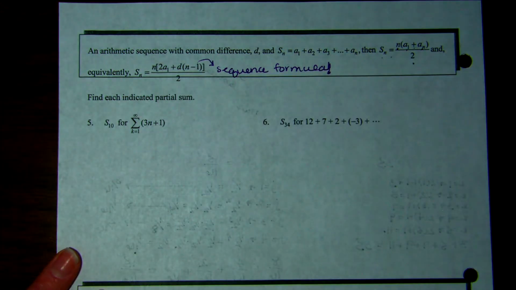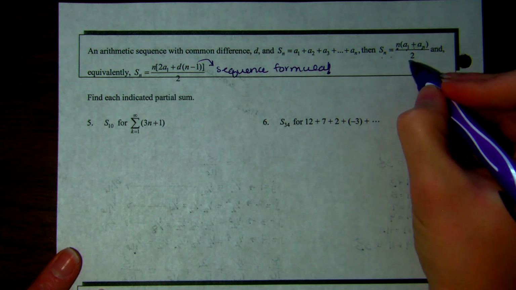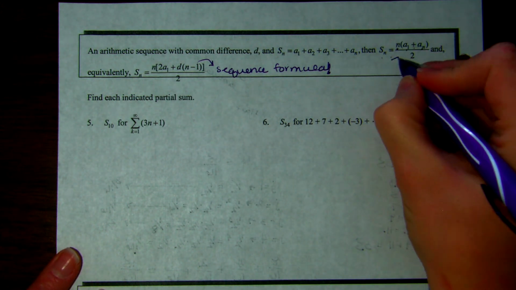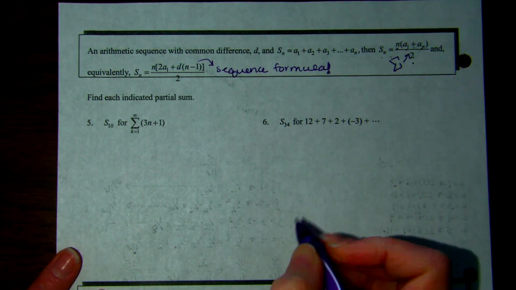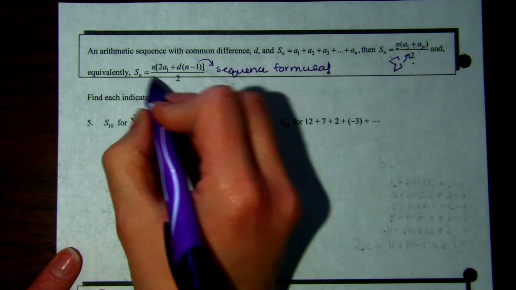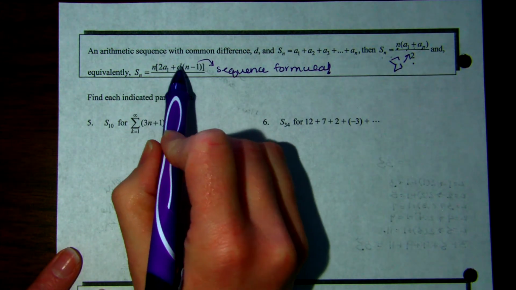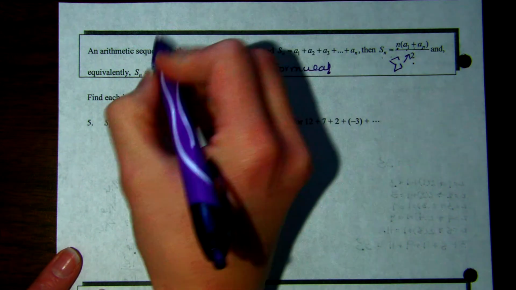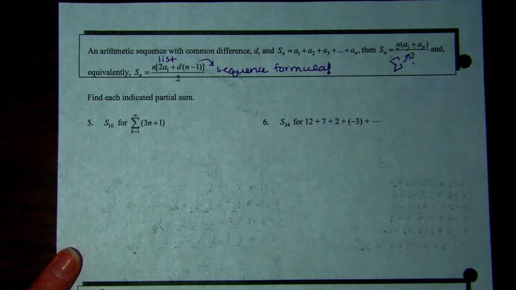That's our sequence formula. Okay. So here's the deal. When you have summation notation, this formula is always going to be easier to use. So when you have that sigma, use that formula. When you have a list of numbers, the formula to use is the one with 2a sub 1 plus d times n minus 1. When you have a list, you want to use the second formula.